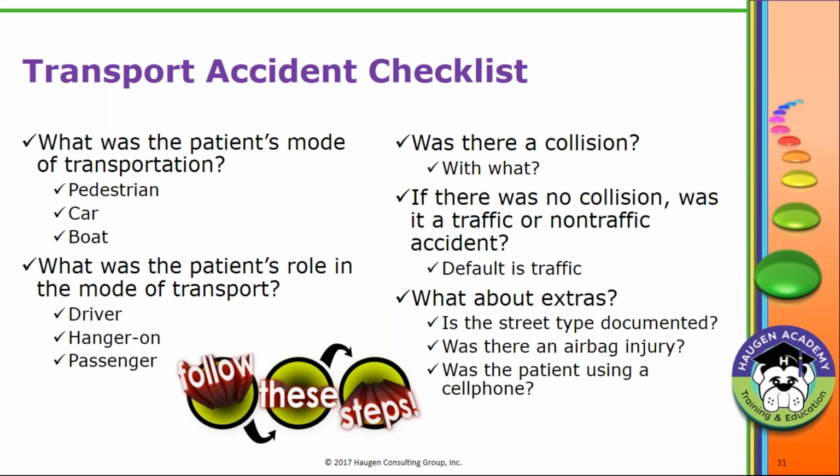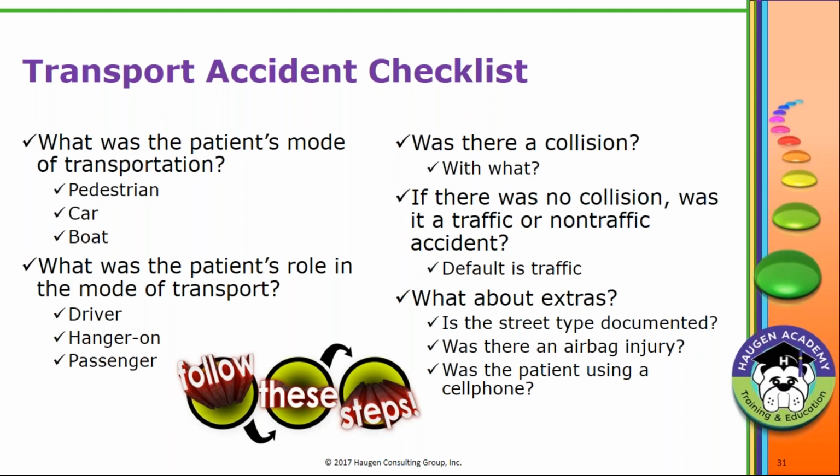So what was the patient's mode of transportation? What were they in, or were they walking, when they were in their accident? They were either a pedestrian or in a car, and if it was a car, what kind of car? All kinds of other things. So what was the patient's role in that mode of transport? If they were in a car, were they the driver or a passenger? That is going to make a difference in your code assignment.